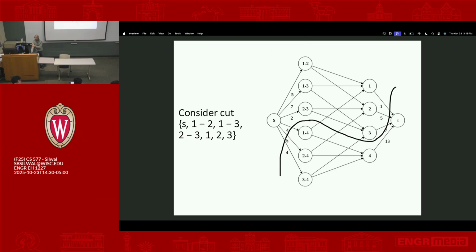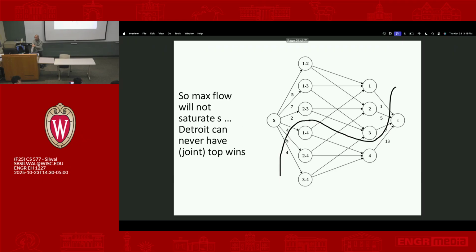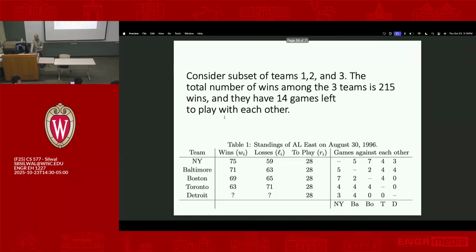So this is for personal entertainment. Let me just finish the thought, which is, max flow cannot saturate all the edges coming out of S, meaning there are some games that cannot be assigned. That means Detroit can never have joint top wins, okay? So this cut actually tells you a clever way to check. This is just for fun, right?